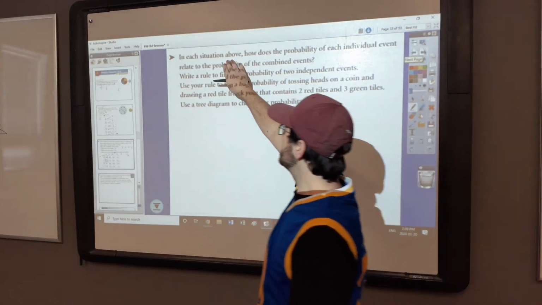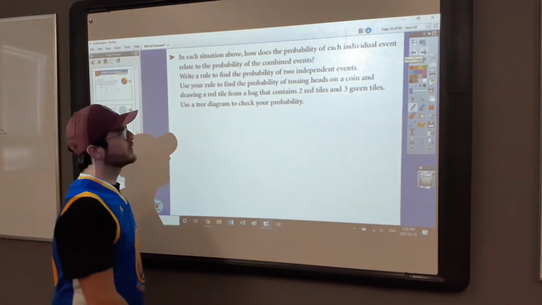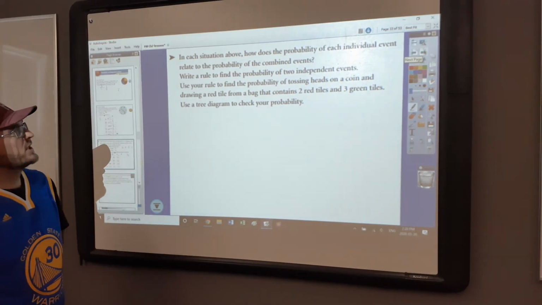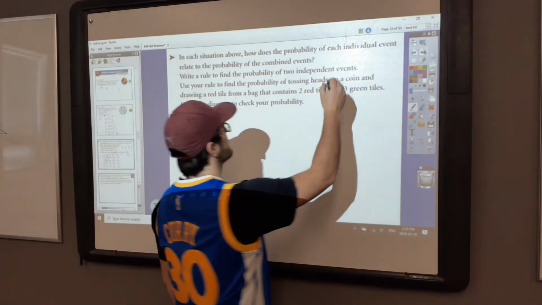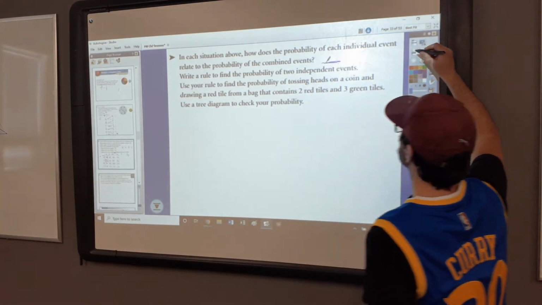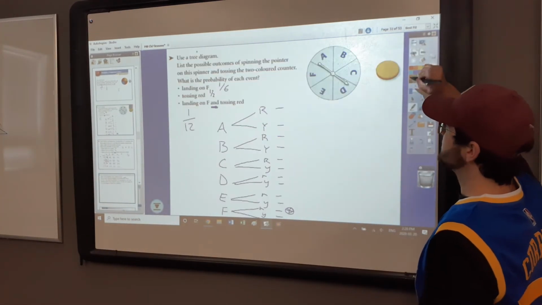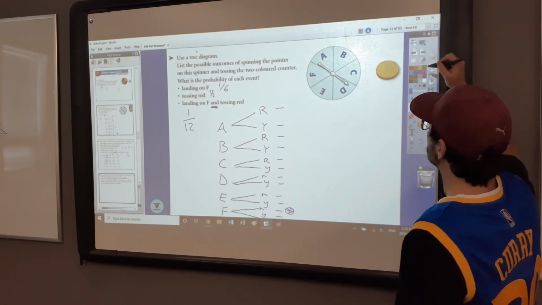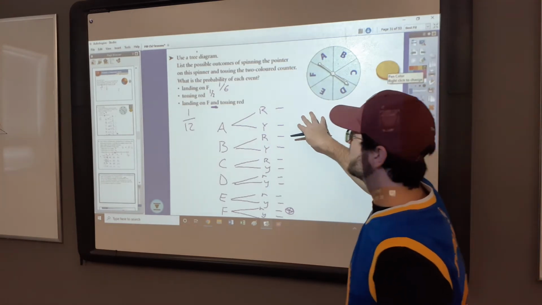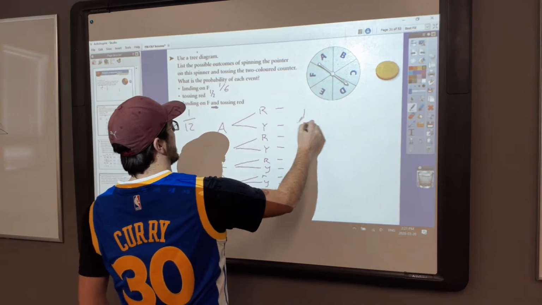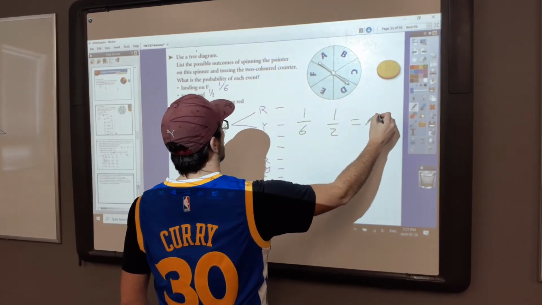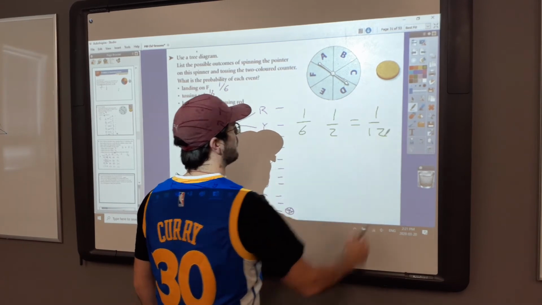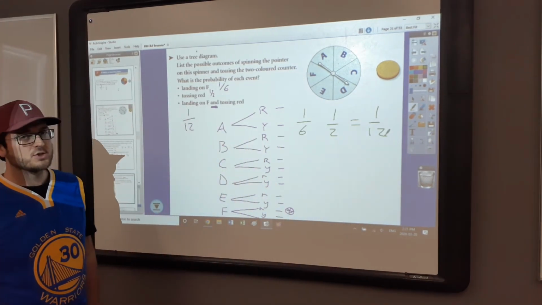Okay, so in each situation above, this is following along in your book. How does the probability of each individual event relate to the probability of the combined events? So we'll just go back and then we'll tackle the rest of this after we find out the rule, which maybe some of you are already figuring out. So if I go back to the original, the probability of landing on F is 1 out of 6, the probability of tossing red is 1 out of 2, the probability of both things happening is 1 out of 12. Can you see what the relationship is?